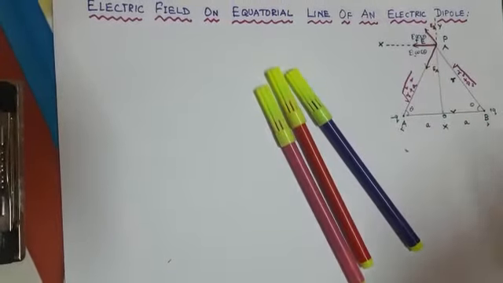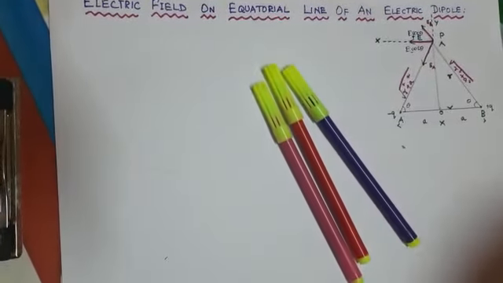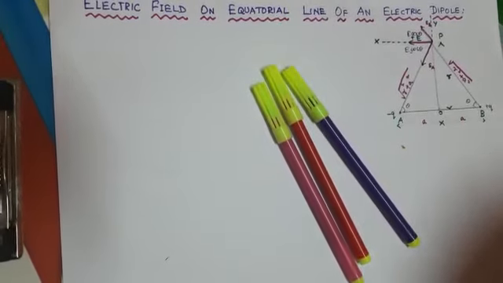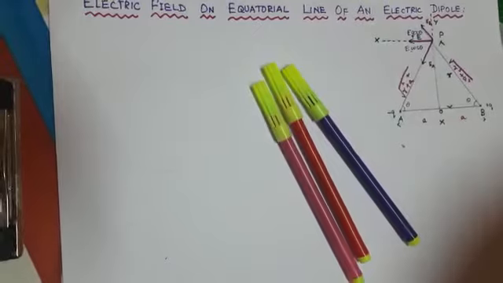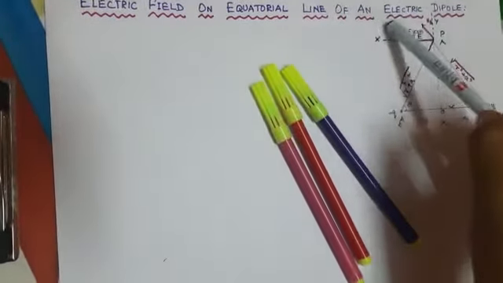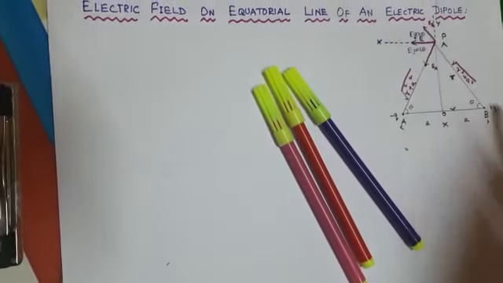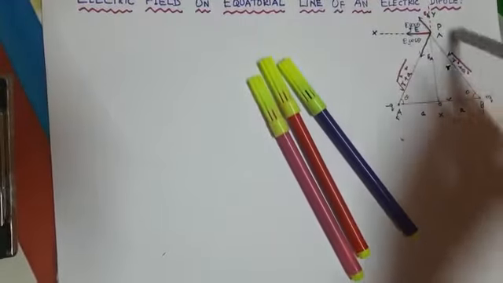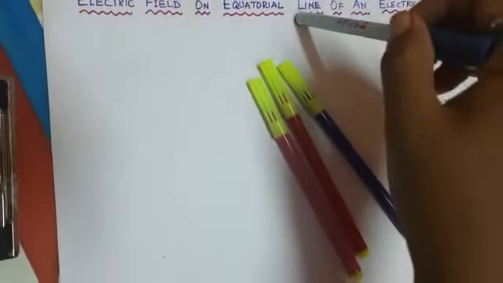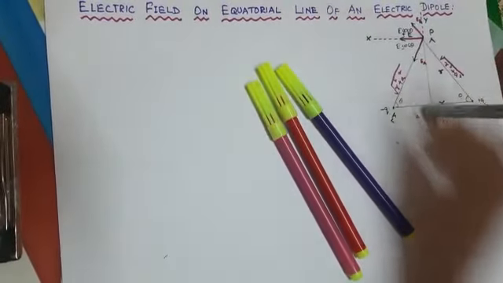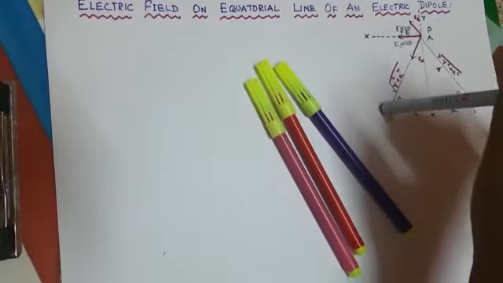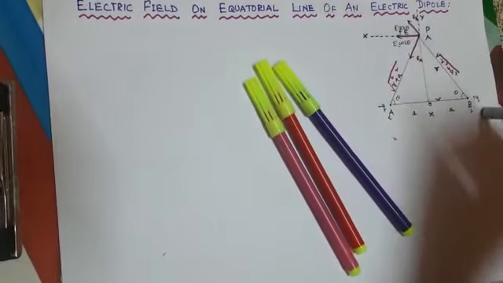Hello friends, good evening. Today we are going to see how to derive an expression for the electric field on the equatorial line of an electric dipole. This is a figure for the electric dipole with its equatorial line. Equatorial is nothing but perpendicular. The perpendicular line is nothing but the equatorial line we are seeing in this.